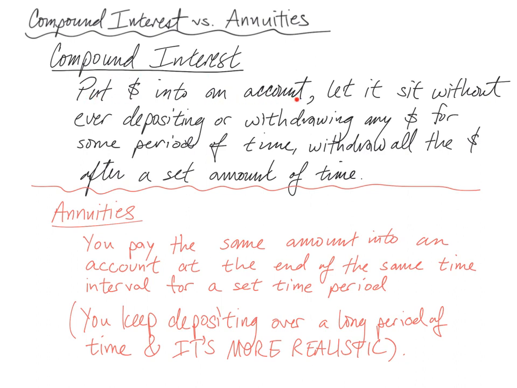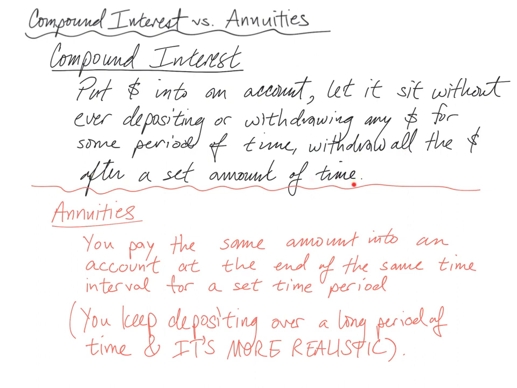you put money into an account one time. You just open up an account, and for some reason, you have $47,000 just kicking around like you do. You let it sit without ever depositing or withdrawing any money for some period of time. So, that whole period of time, let's say you're saving for retirement and you're 18 years old and you have that $47,000 and boop, you just pop it into a bank account or a stock exchange or whatever, and you just let it sit there. And 42 years later, when you're 60, you withdraw all the money after that amount of time.